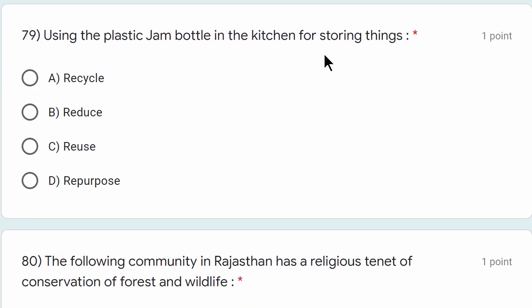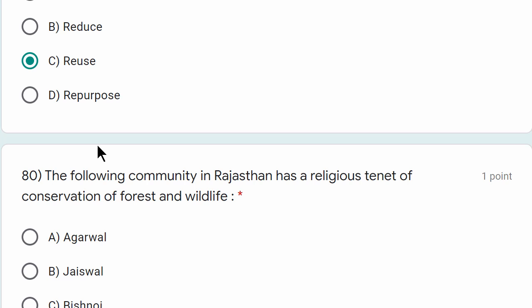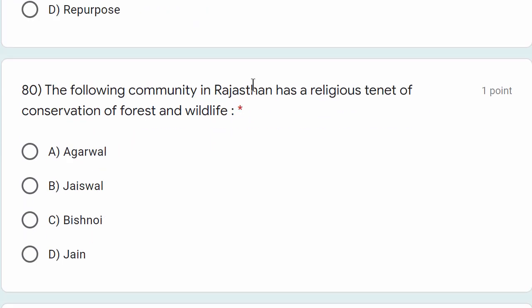Using plastic jam bottle in the kitchen for storing things, it's reuse. You're reusing the plastic jam bottle for storing something else. And final question, community in Rajasthan, they conserve forest and wildlife, is Bishnoi community.